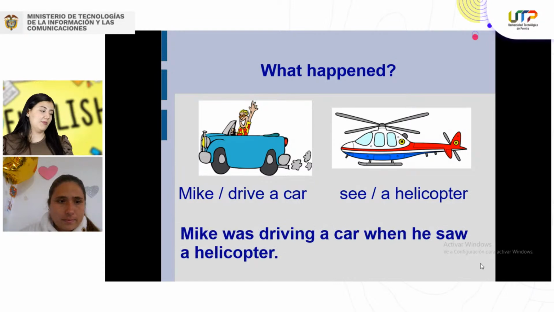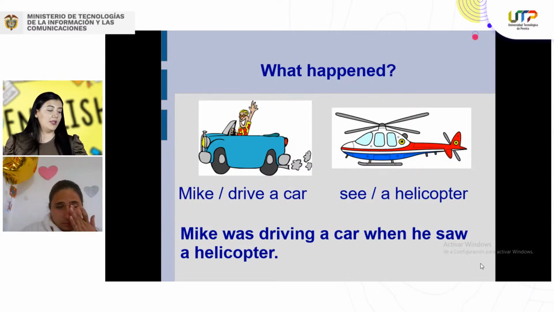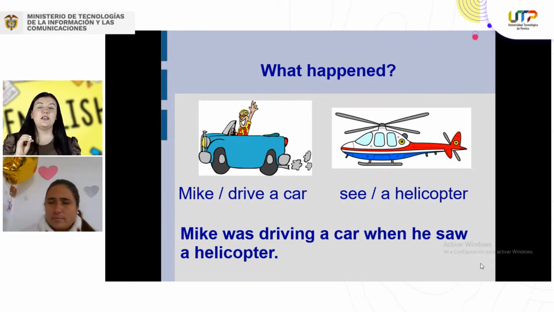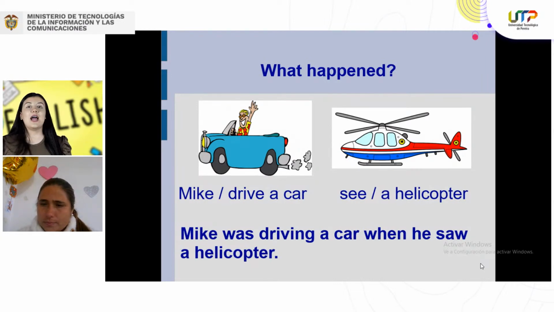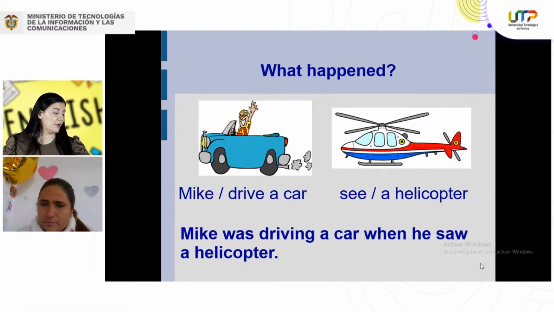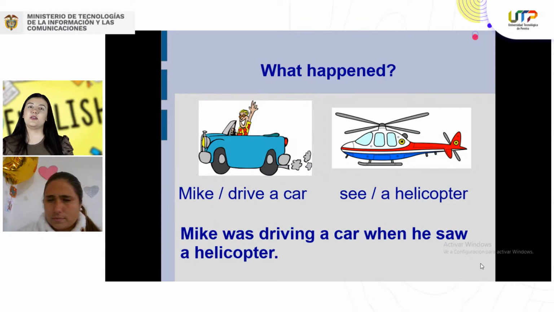Let's see the example. So Mike was driving a car. That was the action that was happening in the past. And what is the interruption? When he saw a helicopter. So remember that in this case, the interruption has to be in past. So we need to be very careful with the irregular and regular verbs. In this case, see, it's an irregular verb. So I need to change it to saw, okay? So very, very good. Yes, Mario and Olga, you wrote the correct examples. Mike was driving a car when he saw a helicopter.